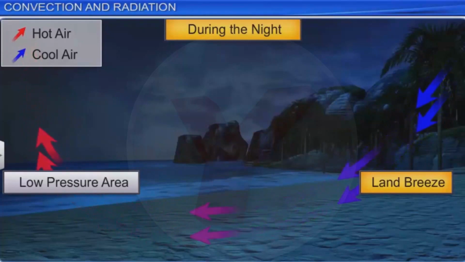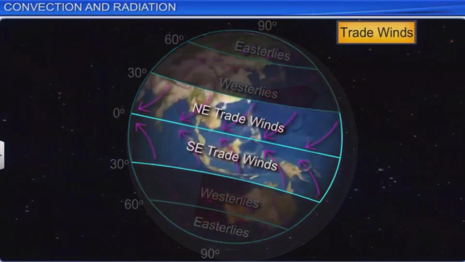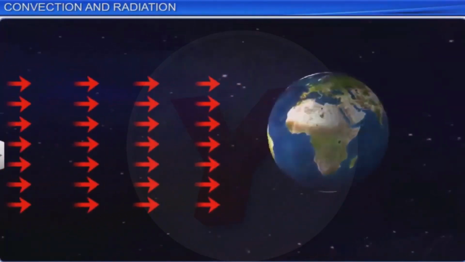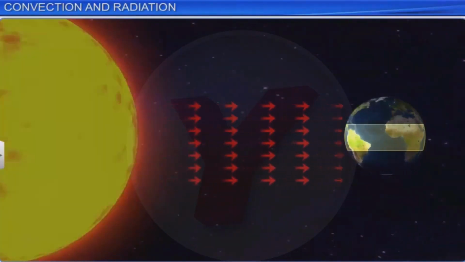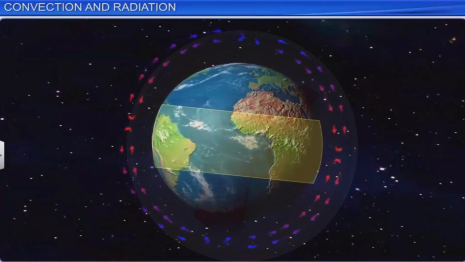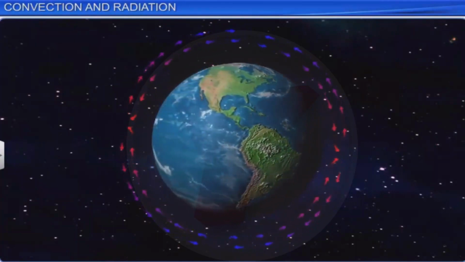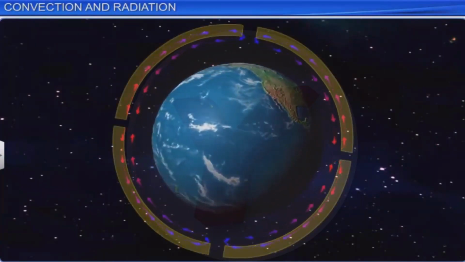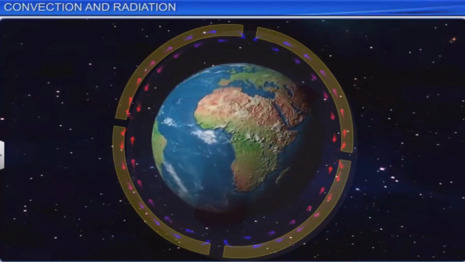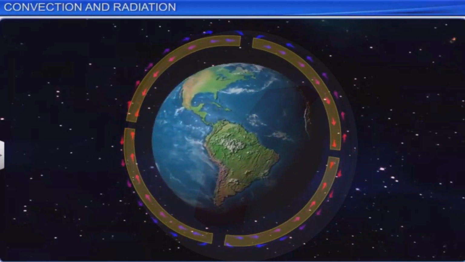Trade winds are another example of natural convection. The steady surface winds blowing from the northeast and the southeast towards the equator are called trade winds. The equatorial region receives more heat energy than the polar regions. Air at the equatorial region is much hotter than the air at the polar regions. In the absence of any other effect, the air at the equator rises and moves towards the polar regions and descends at the poles. The cold air from the polar region moves towards the equatorial region, forming convection currents.